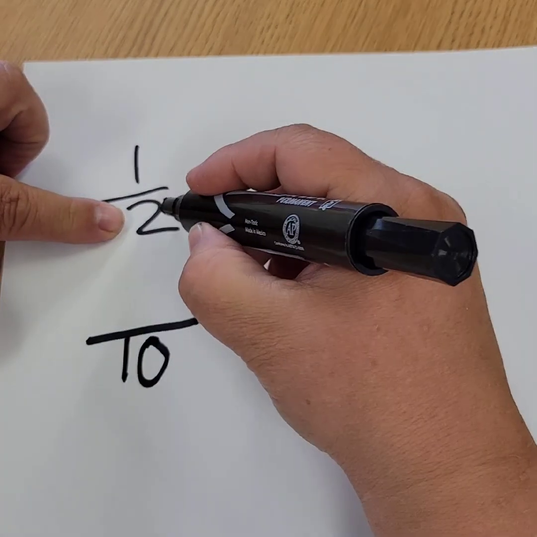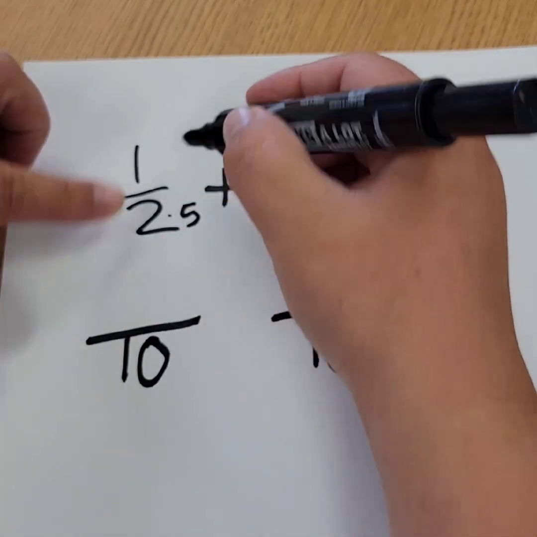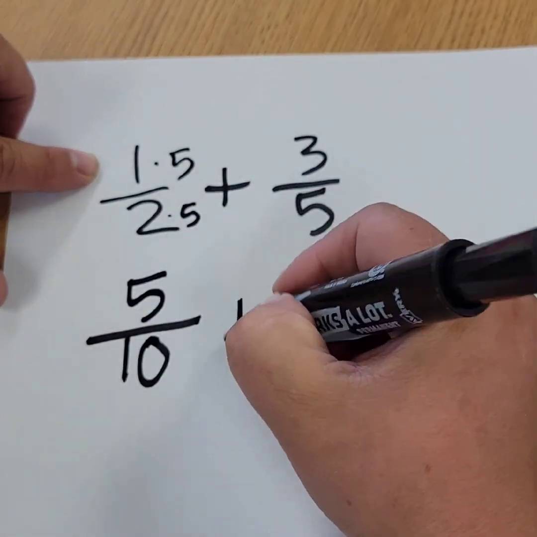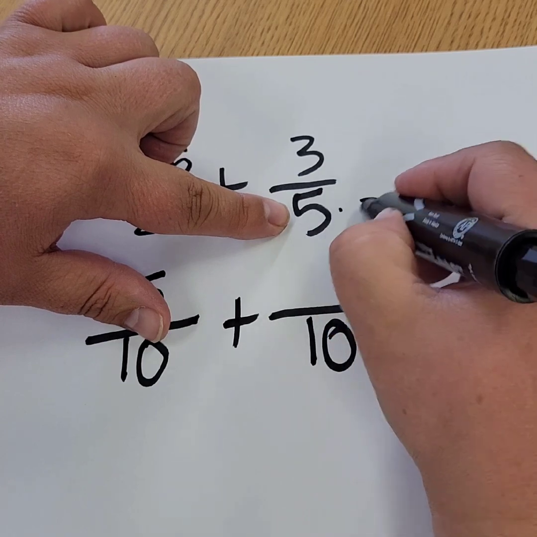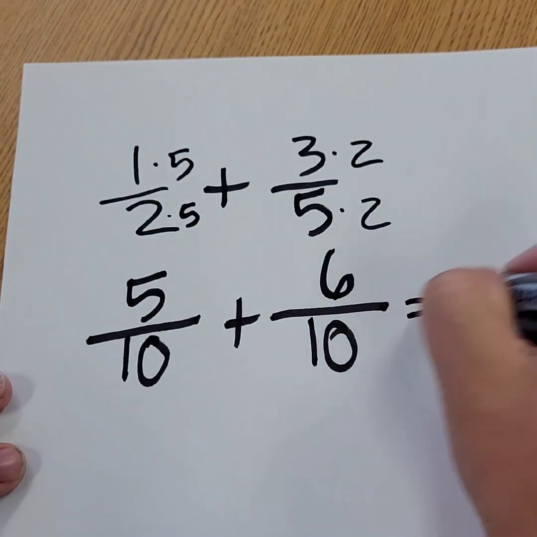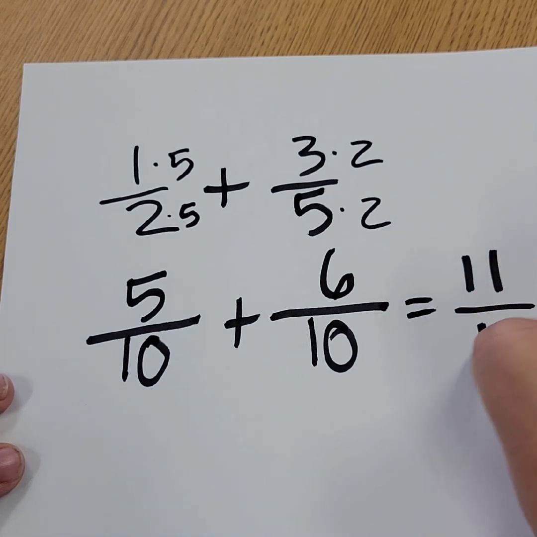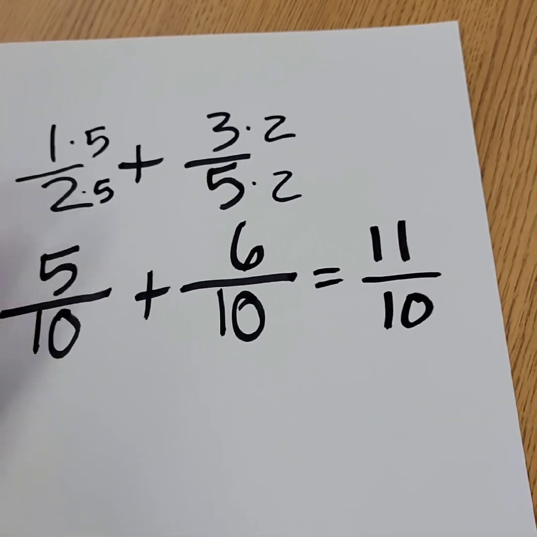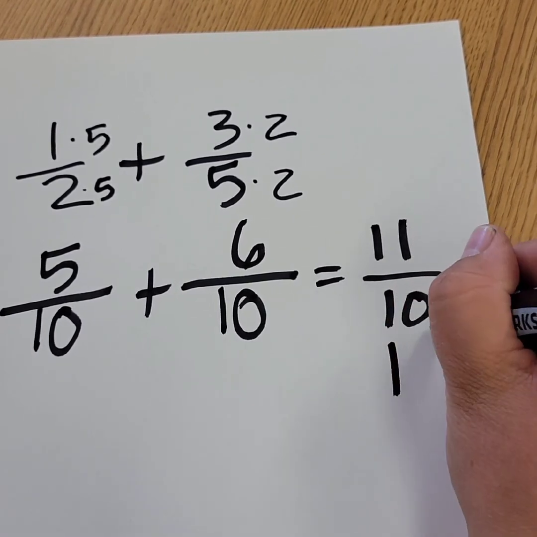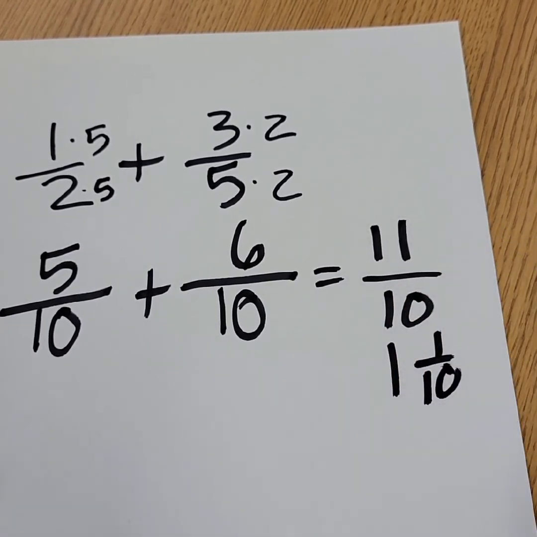So then 2 was multiplied by 5 to get 10, so we need to do the same thing up here. So we have 5 plus, and then this was multiplied by 2, and this is multiplied by 2, so then we get 6. And just for the sake of this, let's just leave it as 11/10. You can make it 1 1/10, but we don't have to. Okay?